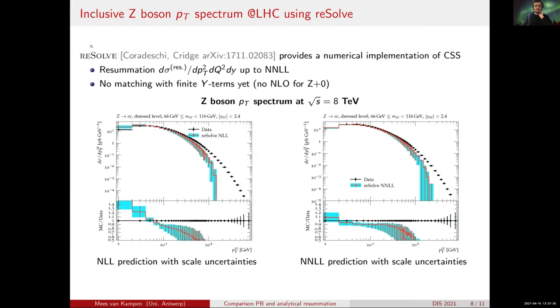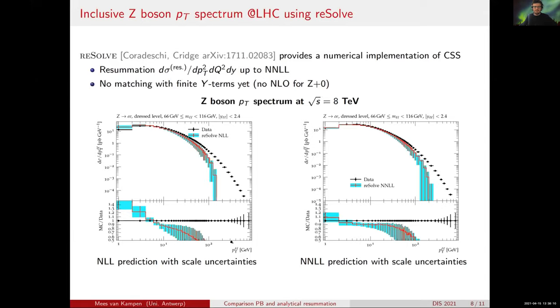Then we can do the same for CSS. So Resolve is a recent application that is made to implement CSS. And it can do the resummation, so the resummation part of the cross-section up to next to leading logarithmic level, though it has no matching to these finite y terms yet. So this is the analog of the fixed order QCD calculation that is used in parton branching.